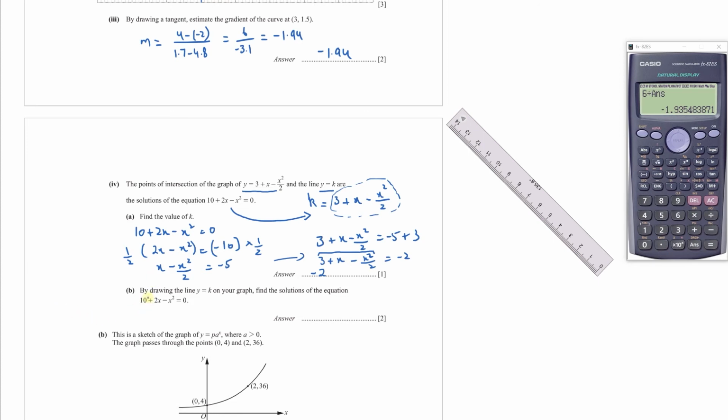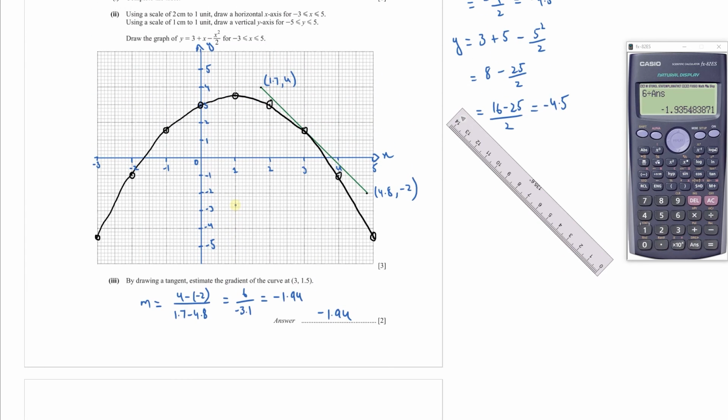The next part is by drawing the line y equals to k on your graph, find the solution of the equation. So now we have to draw y equals to minus 2 on our graph. So k here is minus 2. So I'm basically trying to solve these two equations simultaneously. That means when I draw this graph y equals to minus 2, wherever it intersects this curve, that will be the solution of this equation. So let's draw y equals to minus 2 is this here. So let me draw it in red.